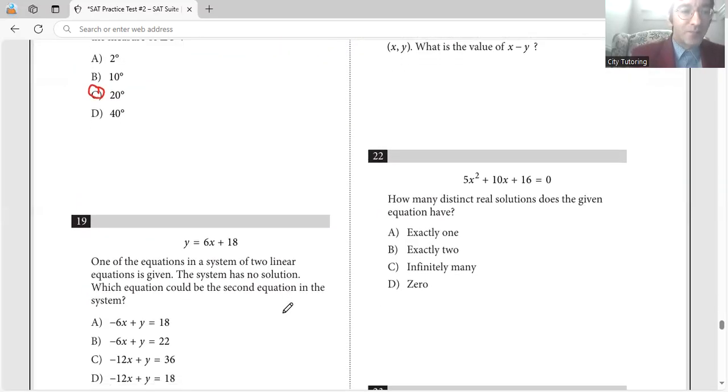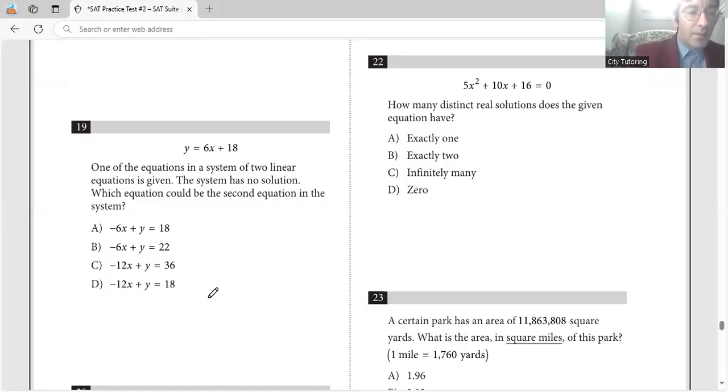Number 19. One of the equations in a system of two linear equations is given. Okay, so this represents a system. We're missing the other equation, basically. The system has no solution. Which equation? Okay, so you should know by now. If you don't, I'll tell you. City Tutoring will help you with this.